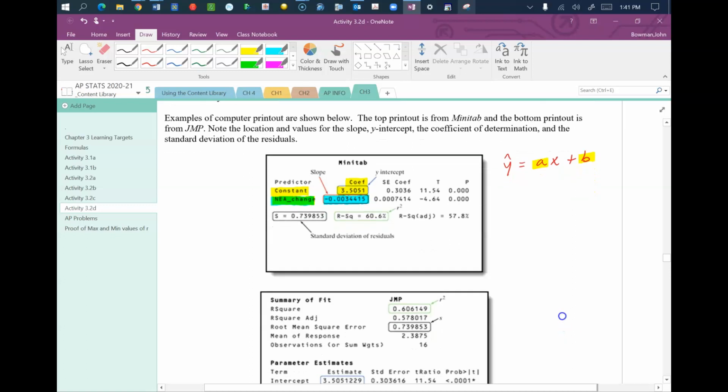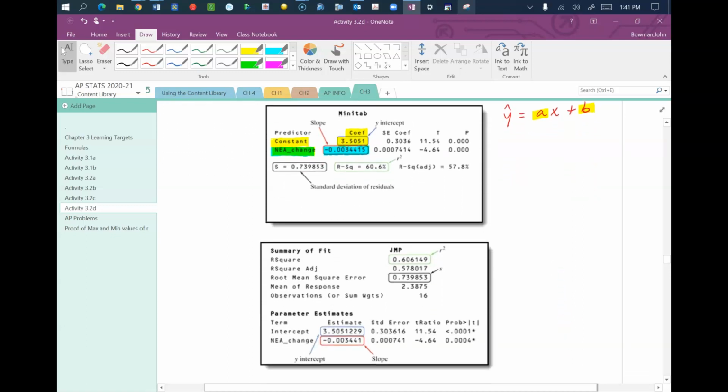You will see that it's very similar down below in the JMP output, except they call this the estimate column. They do a better job of labeling these, as the intercept. So there's the y-intercept, and they don't call it the slope, but they do tell you effectively what the explanatory variable is here. There's a lot of other information in there.